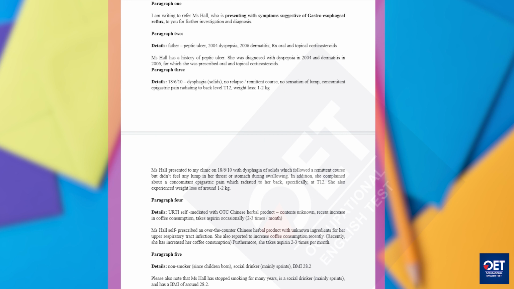In the second paragraph, we can mention her family history. She has a family history of peptic ulcer. She was diagnosed with dyspepsia in 2004 and dermatitis in 2006, for which she was prescribed oral and topical corticosteroids. In the next paragraph, we need to give the details about the 18th of June in 2010. She complained of dysphagia, no relapse, no sensation of lump, concomitant epigastric pain radiating to back level.